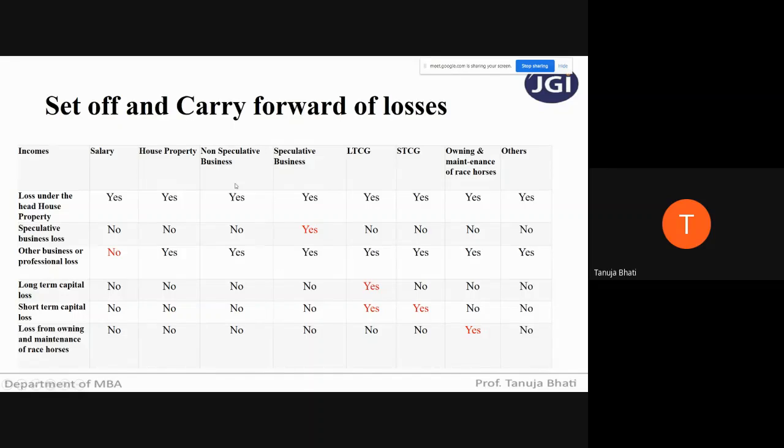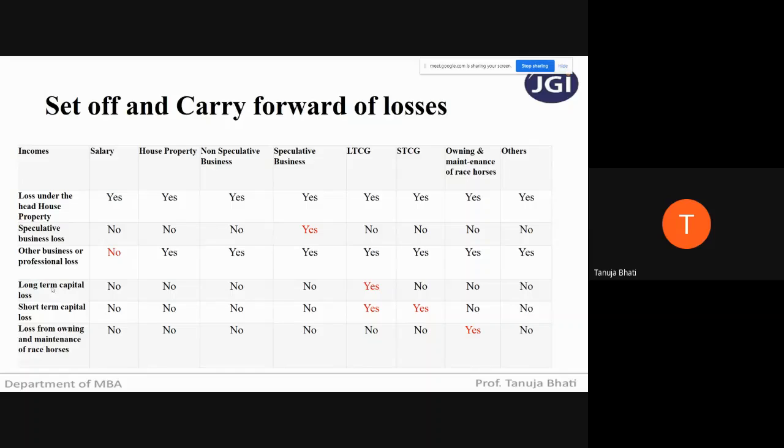Now, we know there are five heads of income. Let us see that. Income from head salary, house property. In case of profits and gains from business and profession, the income is divided into non-speculative business and speculative business. In case of capital gains, it is divided into long-term capital gain and short-term capital gain. And in case of income from other sources, you have owning and maintenance of race horses and the others. So these are the different five heads of income. So loss under the head of house property can be set off against any head of income.